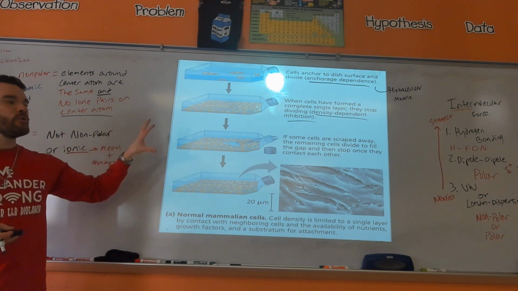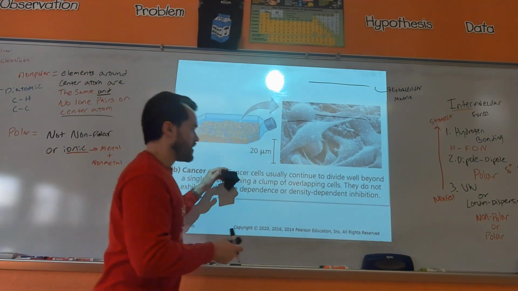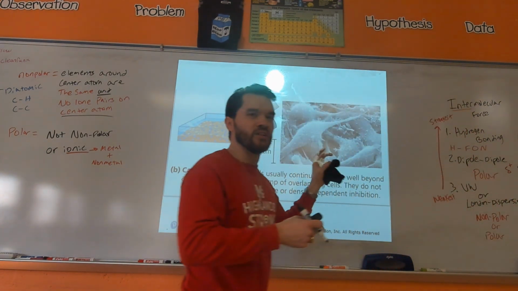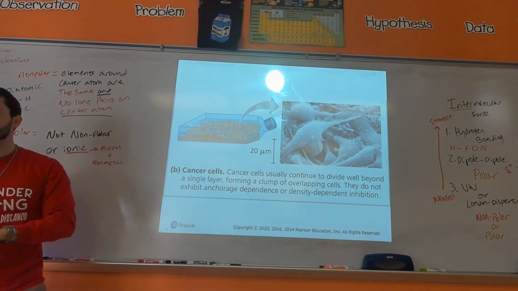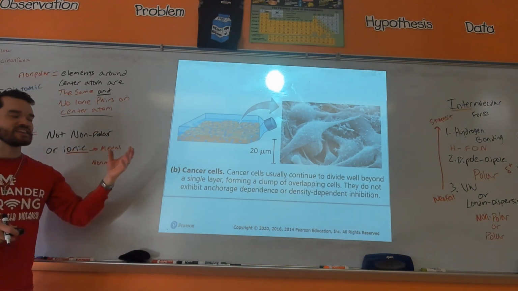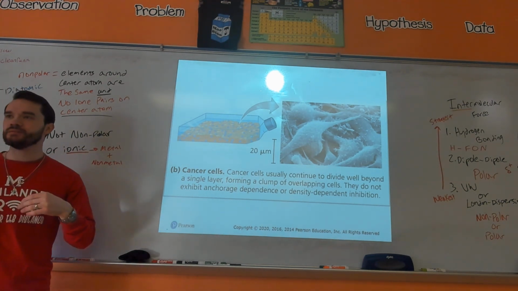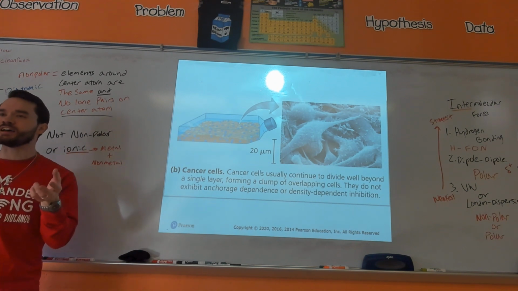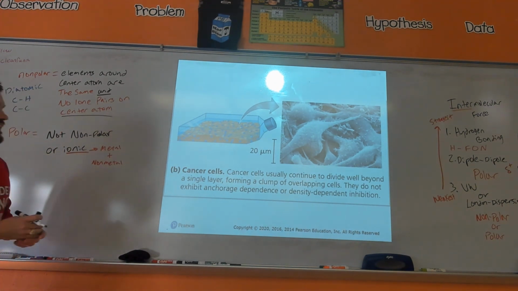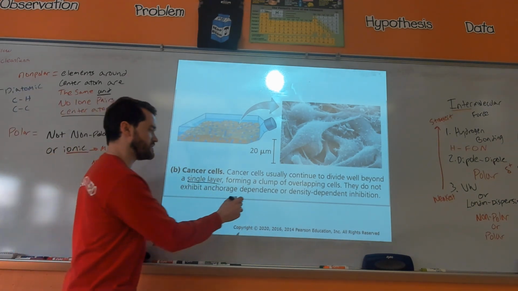The main point of going over this is that cancer will happen. A lot of things can cause cancer, but usually some sort of breakdown in density-dependent inhibition or anchorage dependence would lead to cancer. In cancer, cells just keep dividing uncontrollably. They don't sense the signals that tell them to stop dividing. They divide beyond a single layer here, so they're violating density-dependent inhibition.